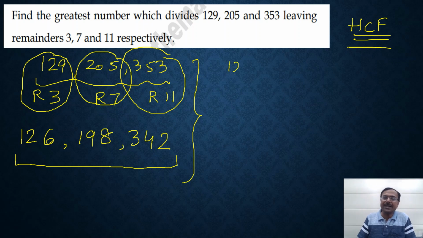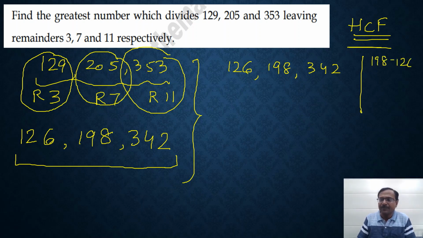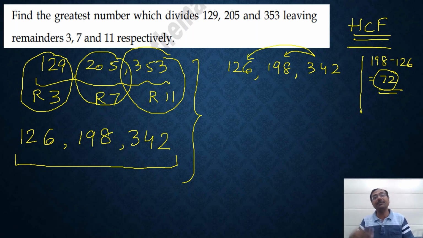So 126, 198 and 342. What is the difference between 198 and 126? That's 72. Yeah, 72. And what about the difference between 342 and 198? It's going to be like 144. It's very much larger than 72. And the difference between 342 and 126 is even larger. So I just want the minimum difference between the two numbers. And the minimum difference is 72.